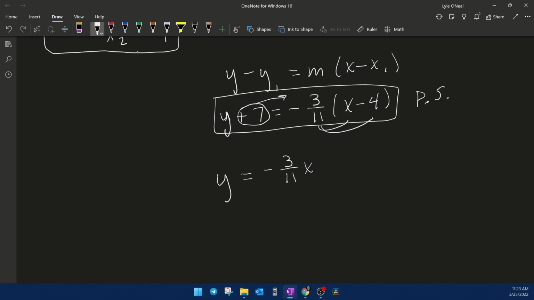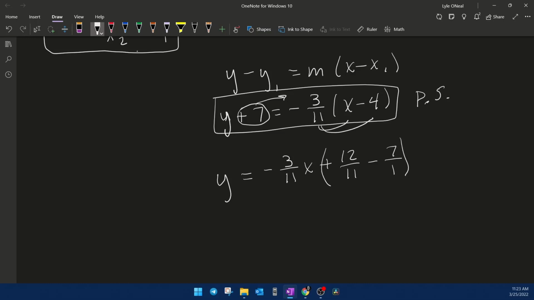Negative 3/11 times negative 4, that's going to give me a plus 12/11. You might want to use a calculator if you need to check my arithmetic. And the plus 7 comes over to make minus 7. Now I am going to write that as 7 over 1. I'm going to try to do this without using my calculator.